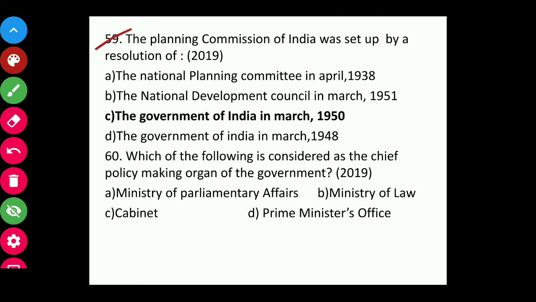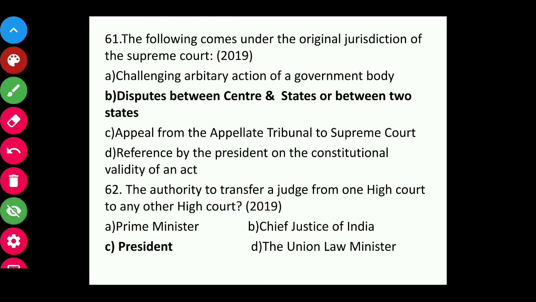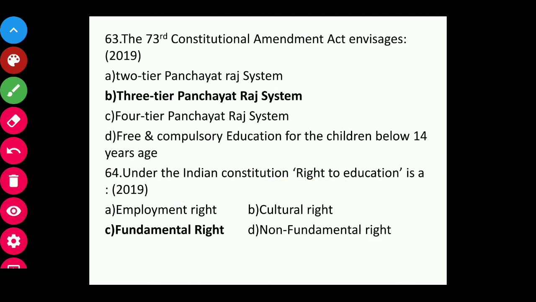The Planning Commission of India was set up by a resolution of. Which of the following is considered as the chief policy-making organ of the government? The following comes under the original jurisdiction of the Supreme Court. The authority to transfer a judge from one High Court to another High Court. The 73rd Constitutional Amendment Act envisages. Under the Indian Constitution, right to education is.